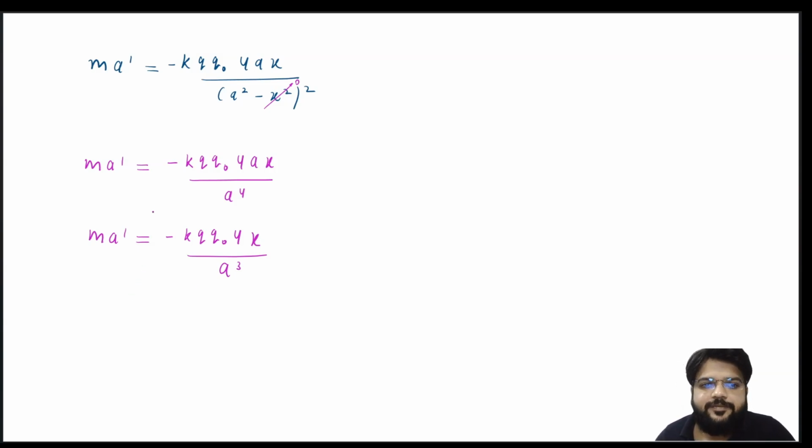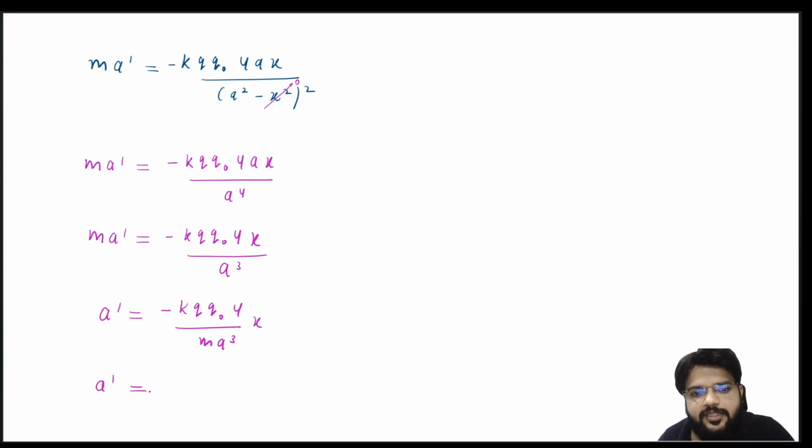Now the next thing, everyone, we will compare with a standard SHM equation because we are looking for the angular frequency, correct? So m we will put on this side. So now we have acceleration is equal to minus k q naught 4 by m a cubed into x, and the standard SHM equation is a is equal to omega square x. So whatever we have with this x, everyone, that is omega square. So here this is equal to omega square, everyone. So we got the omega value.